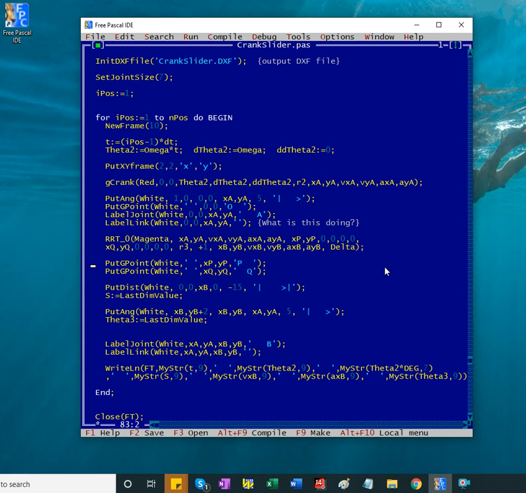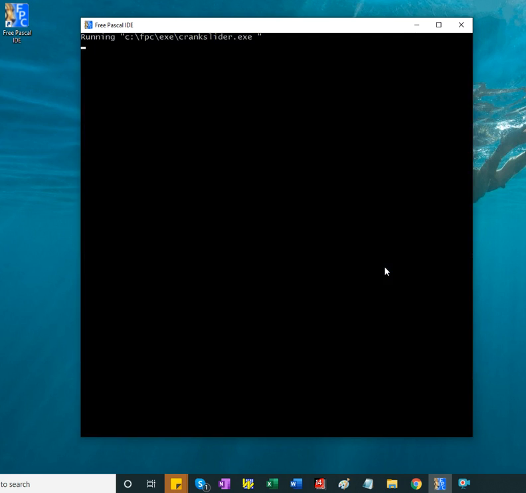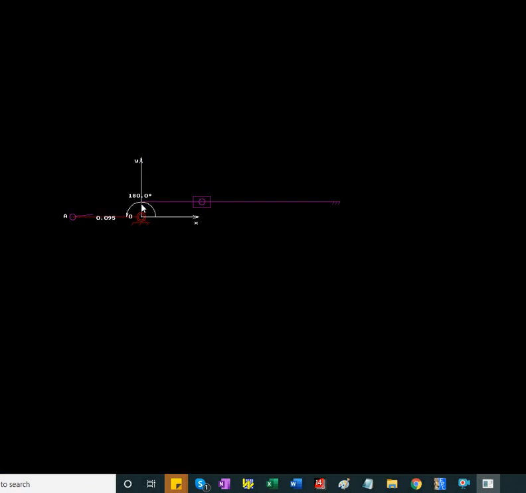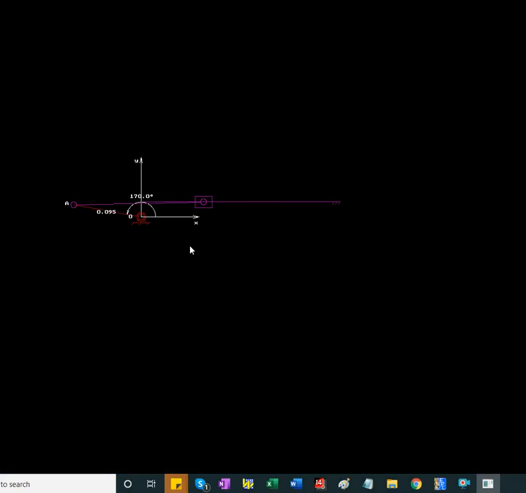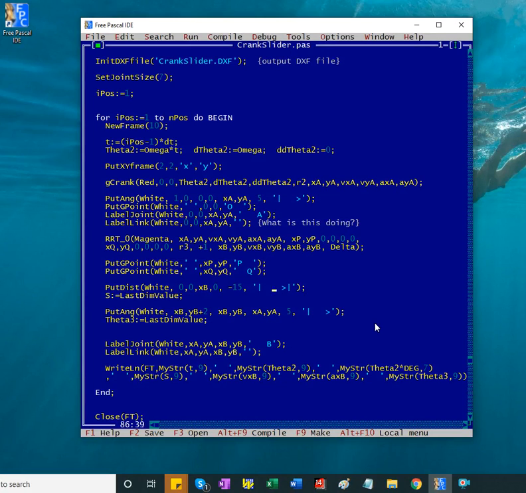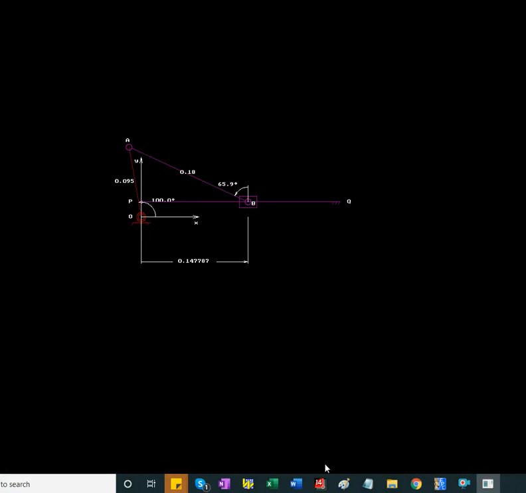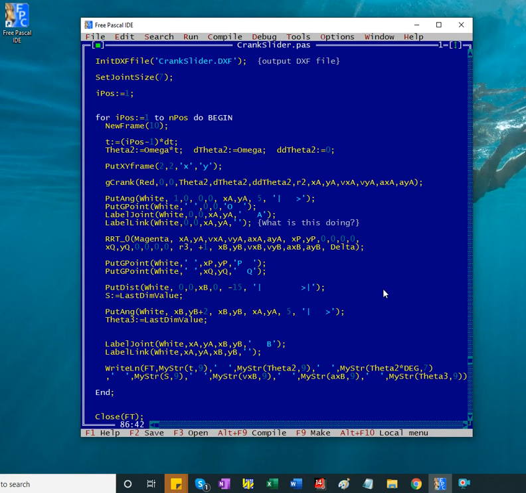Then, put G point means put a ground point. The ends of the line of sliding show on the simulation, like right here and here, the points. And then what else? Put distance. Put distance takes care of this dimension. As you can see, the number of spaces makes the length of the text. Well, I need to wait for a full cycle. Okay, so I can reduce.